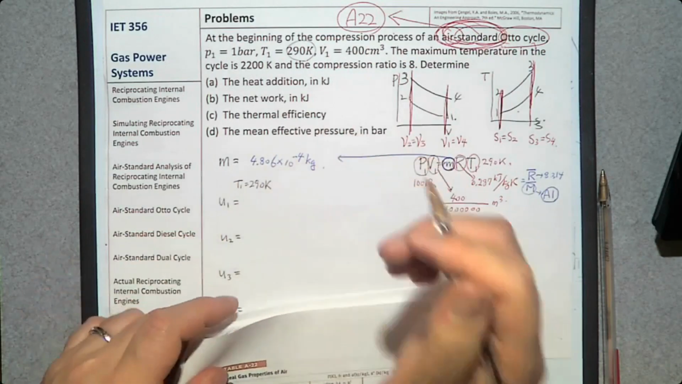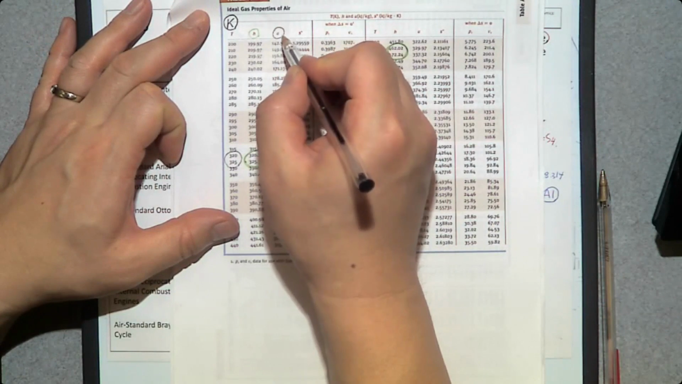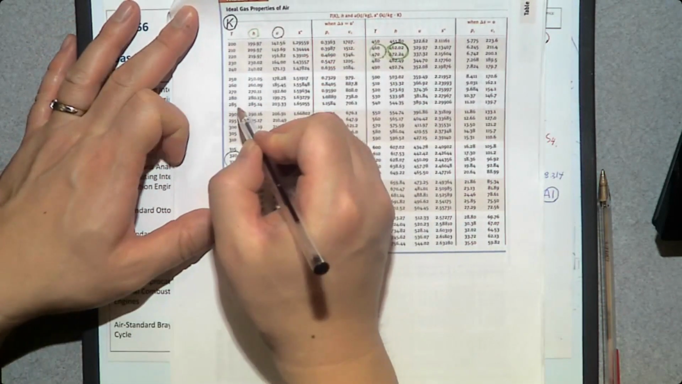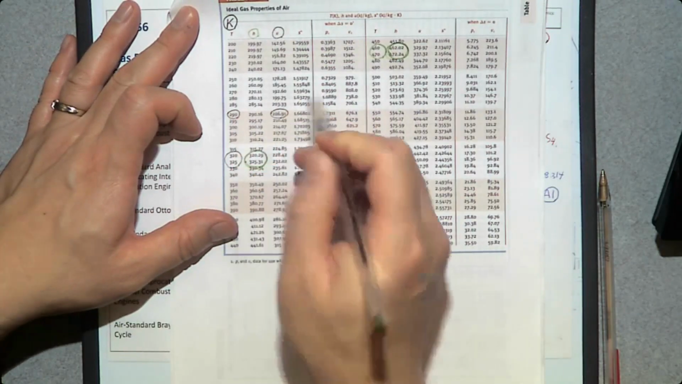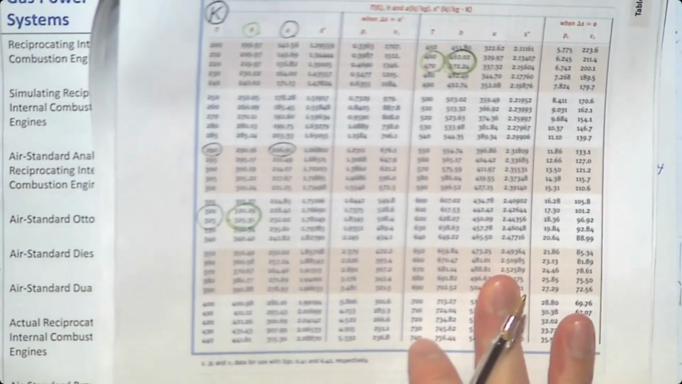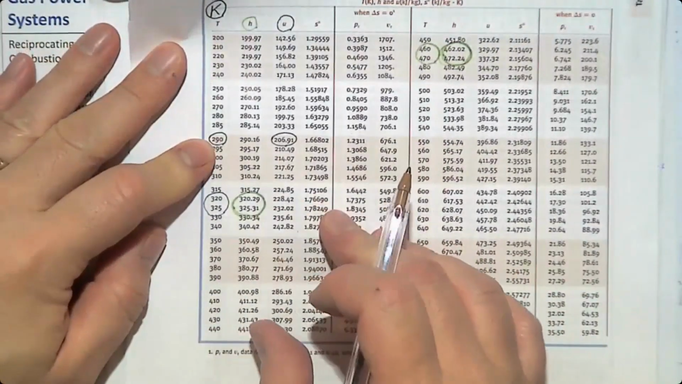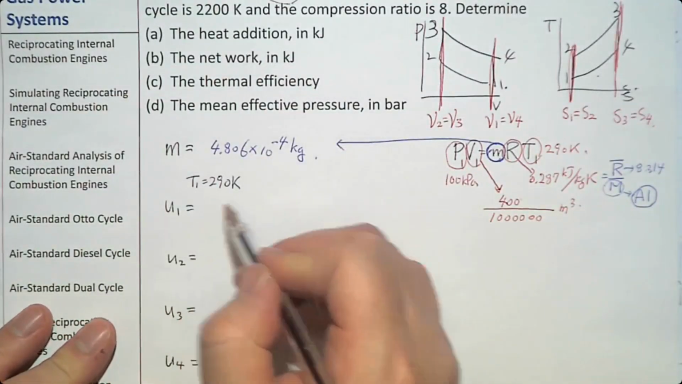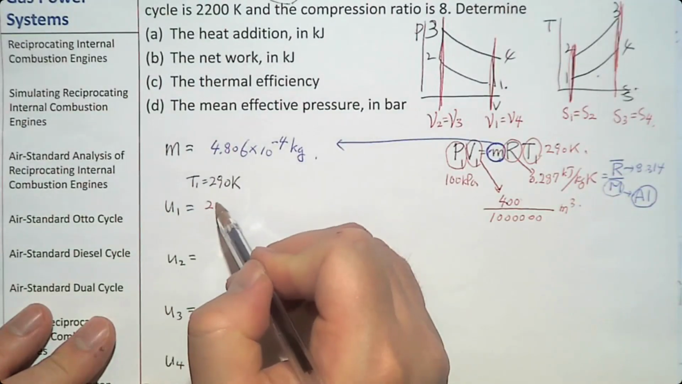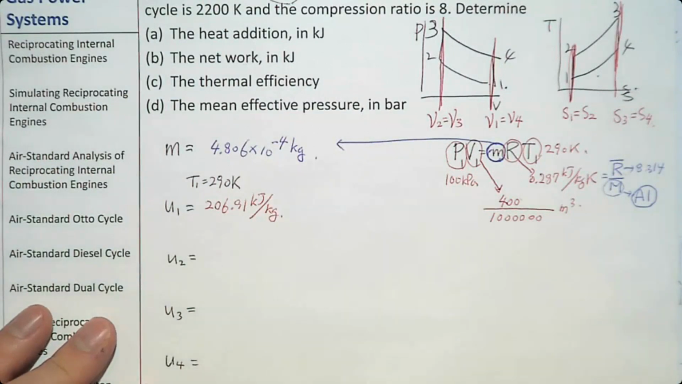If you know the temperature, then you can find its specific internal energy. So temperature is 290. What is U1? 206.91. Let me show you this one. When temperature is 290, U1 is going to be 206.91. So let me write this one here. U1 is 206.91 kilojoule per kilogram.